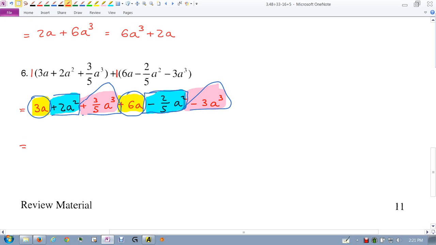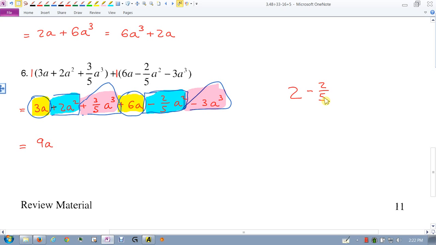Okay, let's get our a's. How many a's? 9. A squareds? Uh-oh. So for the a squared, what we have to do is look at the coefficient of this one. Coefficient meaning the number in front is 2, positive 2. The coefficient on the other one is negative 2/5. So that really means I'm going to subtract 2/5 from this. So I need to figure out what that is, 2 minus 2/5. And then whatever that answer is, I'll tack an a squared onto the back of it.